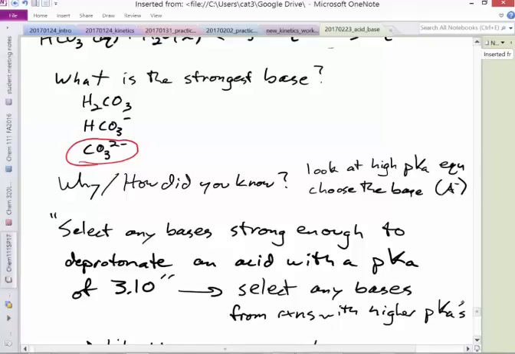What else you got? Graders, any input? ISAs, I guess? You're not graders anymore, you're ISAs now. Say it again.